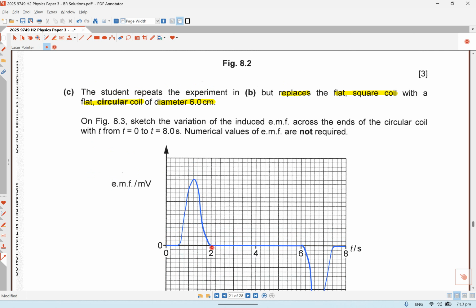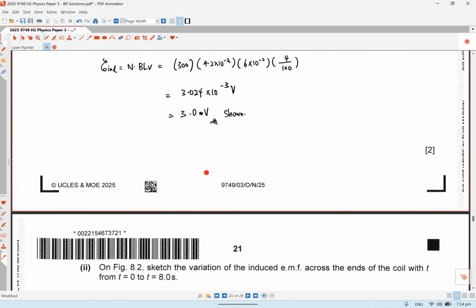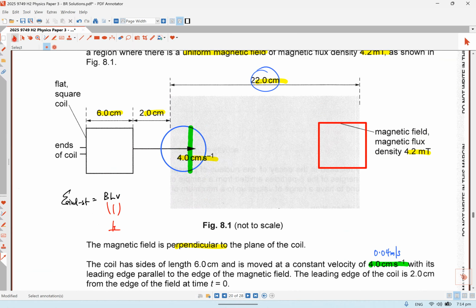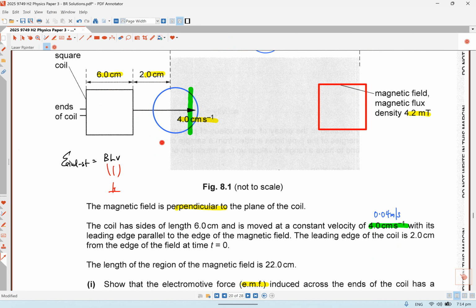According to Faraday's law, same thing, while moving within the field, your EMF is 0. When it exits, it must be in the opposite direction. The concept is the same. Just take note, because the values are not required, you must show an increase followed by a decrease. Why is there an increase? Because as your circular coil is entering, can you see that your area is becoming bigger and bigger? And then when the coil passes the halfway mark, this white region becomes smaller and smaller. All right, so that explains the shape of that graph.